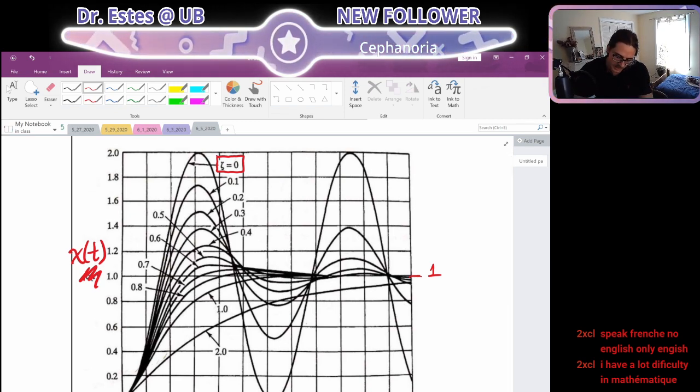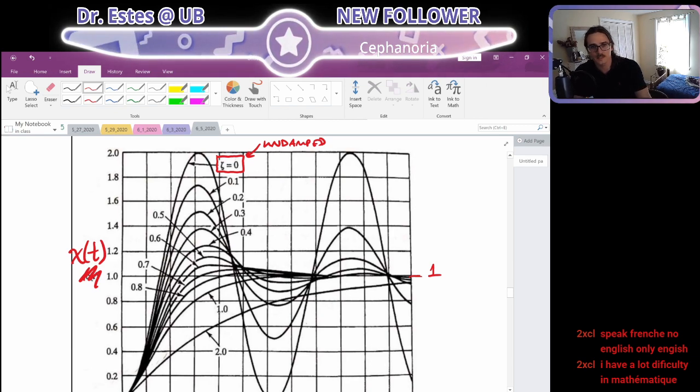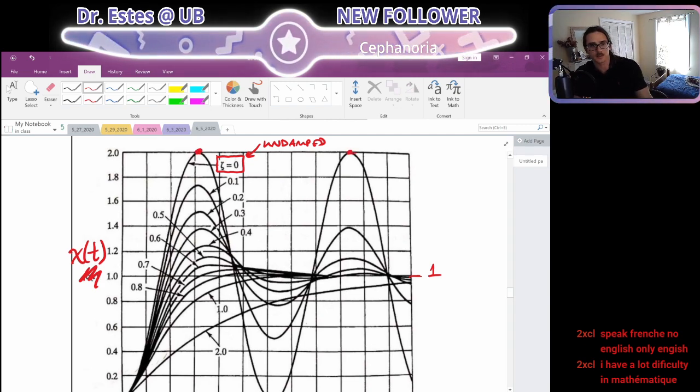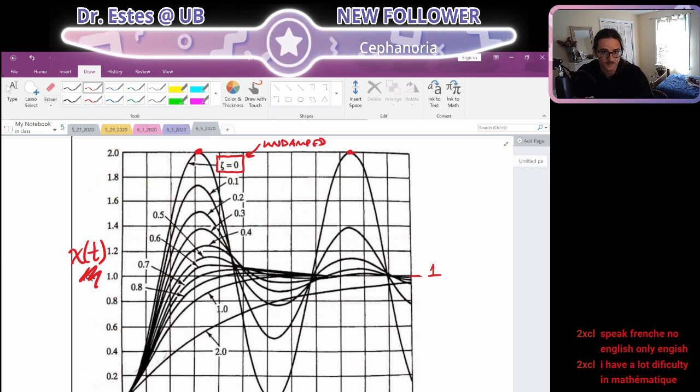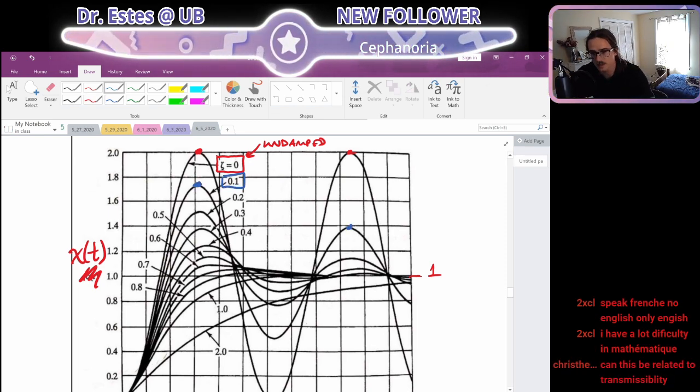So when the damping ratio is 0, we call this undamped, which means that the oscillations never decay. And you can see that here. We have this peak value here, and then when we get to the next peak, it's still at the same place. So a damping ratio of 0 is just sustained oscillations. If you increase the damping ratio to 0.1, well then it decays with time.